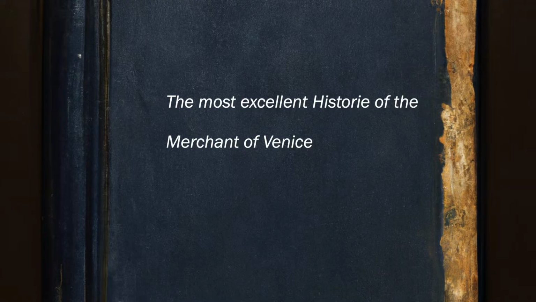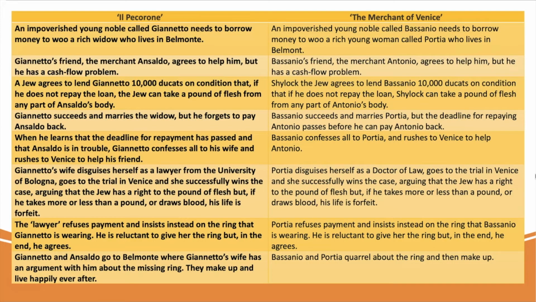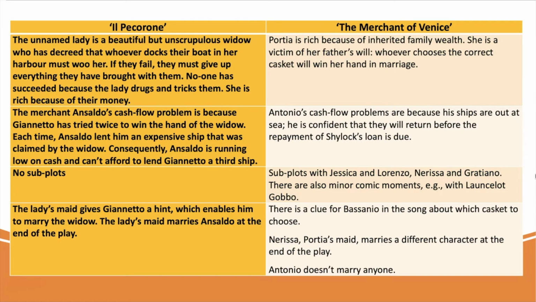On the other hand, there are some key differences. In Il Pecorone, the unnamed lady is a beautiful but unscrupulous widow who has decreed that whoever docks their boat in her harbour must woo her. If they fail, they must give up everything they've brought with them, and no one has succeeded because the lady drugs and tricks them. She is rich because of their money.